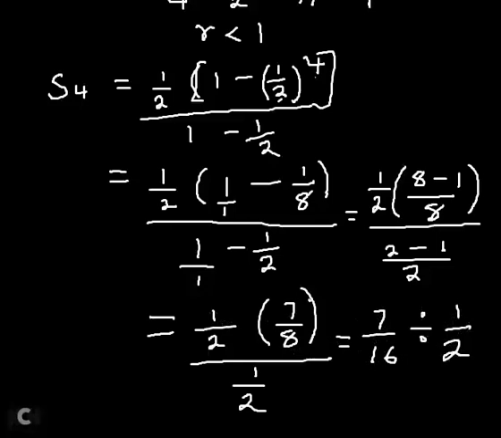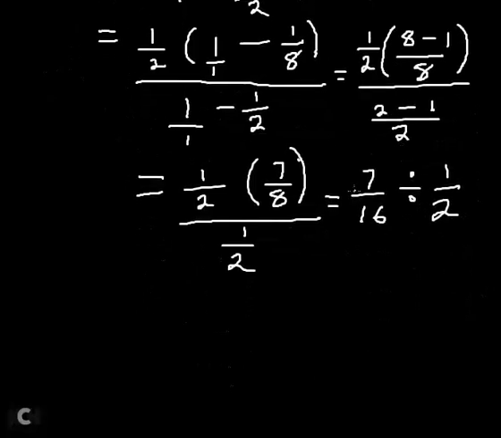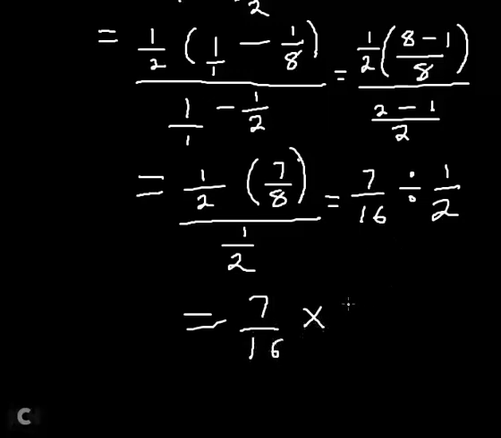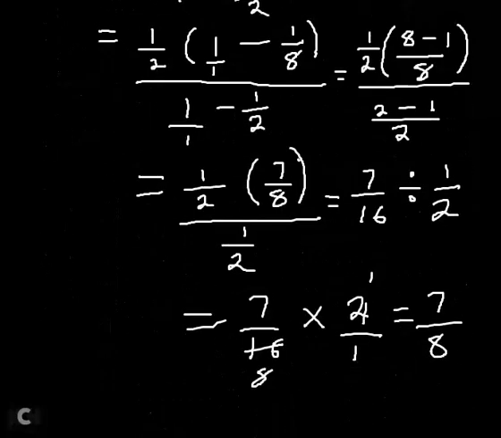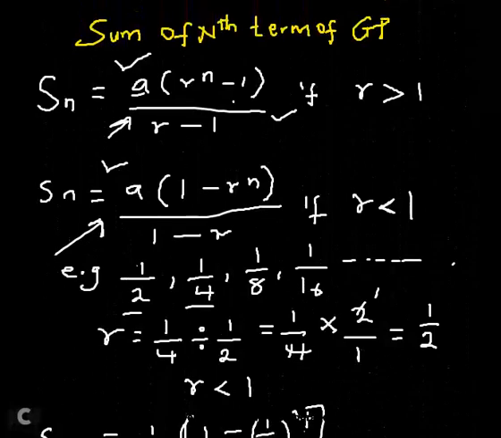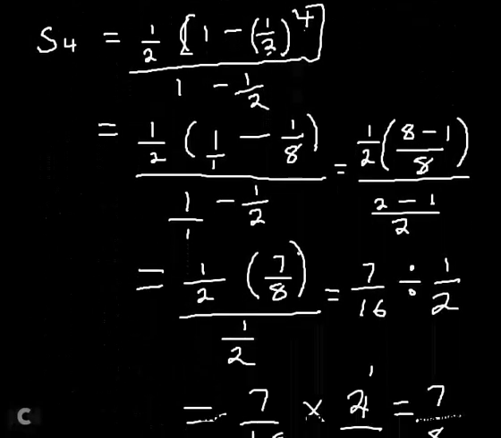So, working on this, it is going to be 7 all over 16, then times 2 all over 1. Okay? So, 2 divided into 16, I have 8, and 2 divided by itself is 1. So the final answer is going to be 7 all over 8. Okay, so that is the sum of the first four terms of that GP. Okay, so I hope that is well understood.